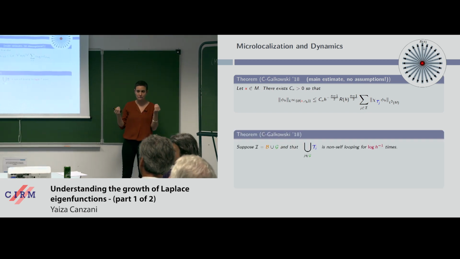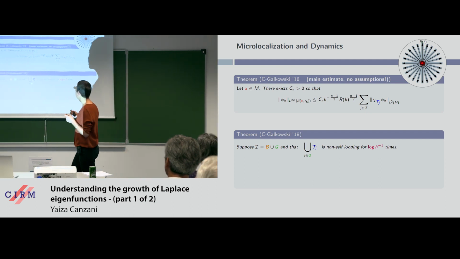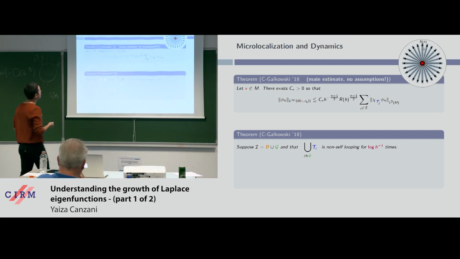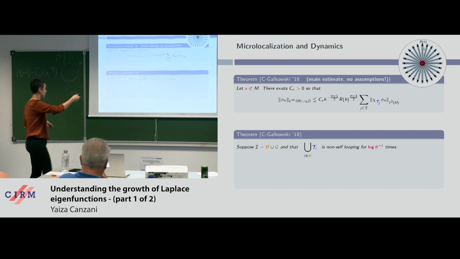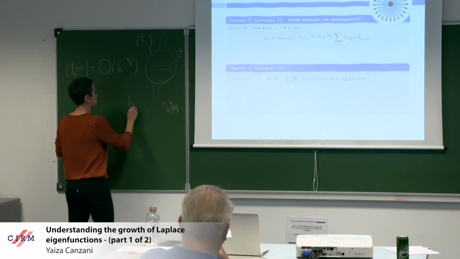And so how are little r of h and big R of h related? When we work, we think of both of them as being h^(1/2). But r of h for this result just needs to go to 0. And big R of h is just h to the 1/2 minus epsilon.